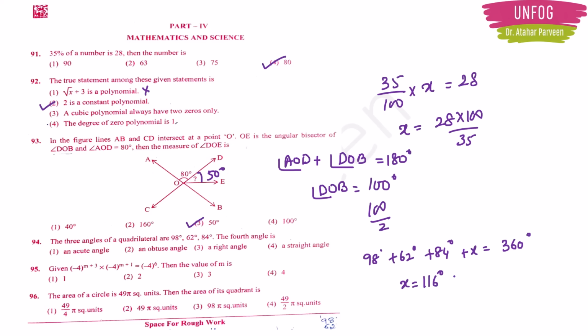Now this 116 degree is greater than 90 degree and it is less than 180 degree, right? So if the angle is greater than 90 degree and less than 180 degree, we call it as an obtuse angle. So option 2 will be the correct answer here. Okay.